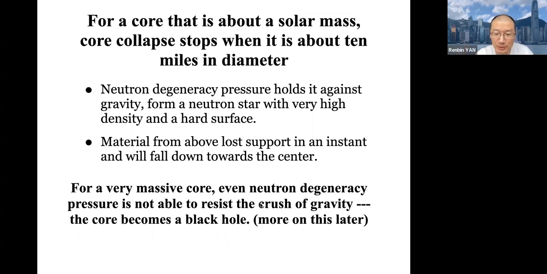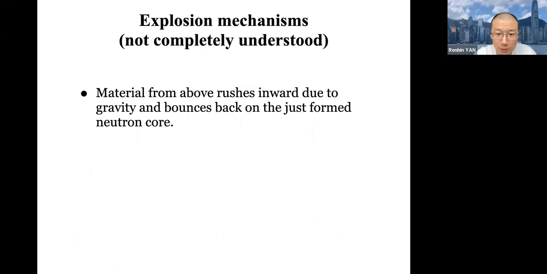But let's talk about the supernova explosion for a moment. In most cases, you form a neutron star in the middle, and so it has a really hard surface. All the material from the top will rush in towards the center, and they will hit the hard surface of the just formed neutron core and bounce back. Just like, I used to do this demo of having a ping pong ball on top of a basketball, and then I release both of them at the same time to bounce on the floor.